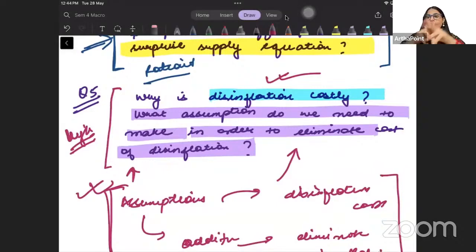With this, I end all the units. I have told you the important questions for Unit 1, Unit 2, and Unit 3. I wish you all the very best for your exam ahead, beta.